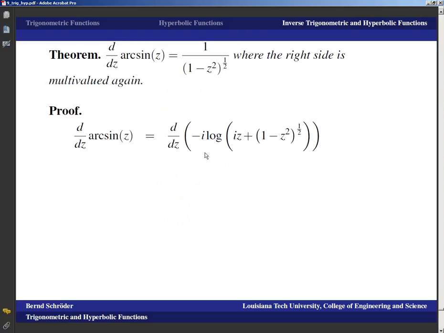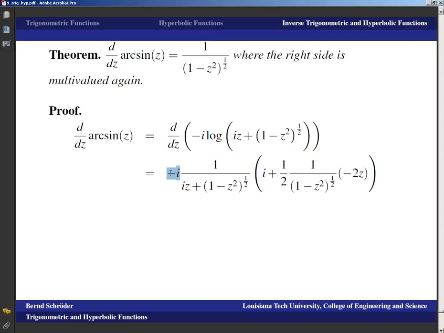You take the derivative of the expression that you have for the arc sine. And when you do that, you keep the negative i. The derivative of the logarithm is 1 over whatever is inside, which is exactly what we have here. Then we have to multiply with the derivative of the inside. The derivative of iz is i. The derivative of anything to the 1/2 is 1/2 of the anything to the negative 1/2, so 1 over 1 minus z squared to the 1/2. And then we still have the derivative of the inside, which is the negative 2z.